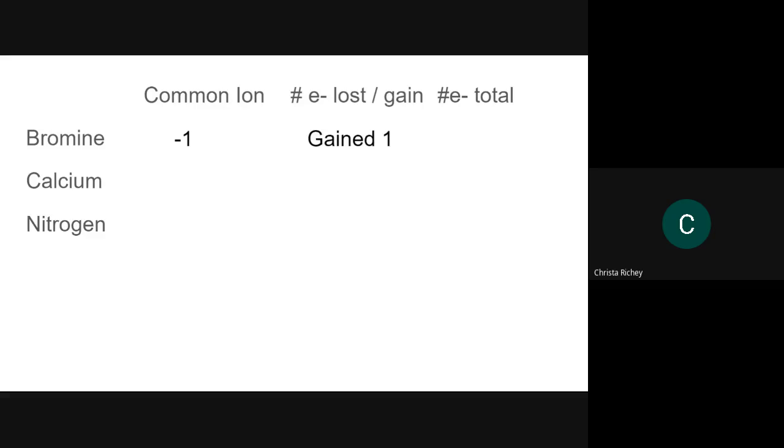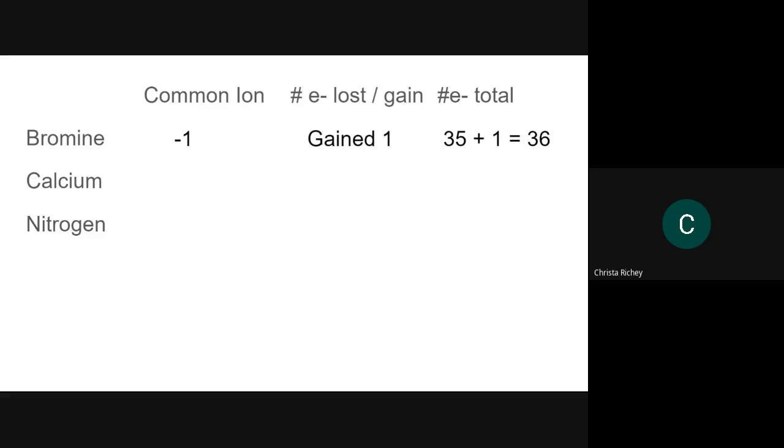So bromine, its atomic number is 35. So that means originally it had 35 electrons, but if it gained 1, how many does it have? 36. And the atomic number of 36 is krypton, which is a noble gas. Therefore, it's acting like krypton because it's gained an electron.